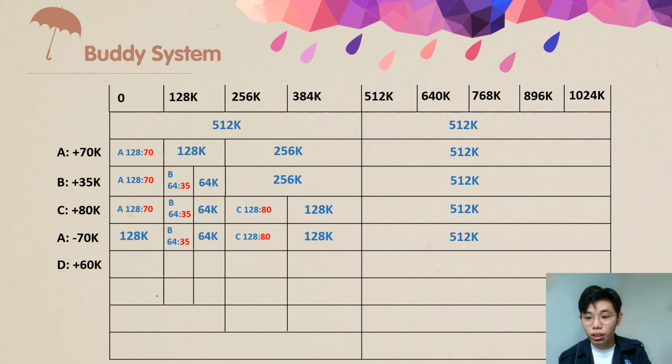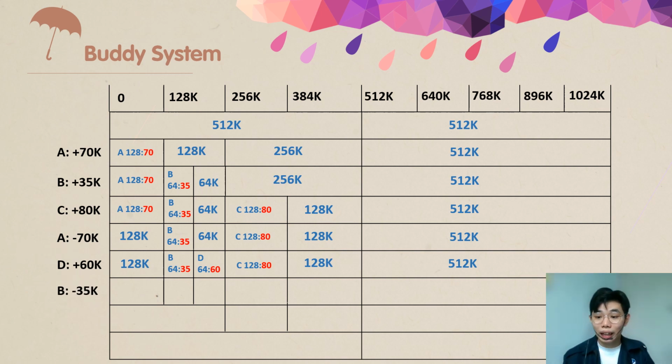So 60k has no need to use until 128 because 64k is enough to cater for 60k. Okay, so we may just use the box beside the B. You can see the 60k occupies this space. Okay, next. So next, negative 35k.